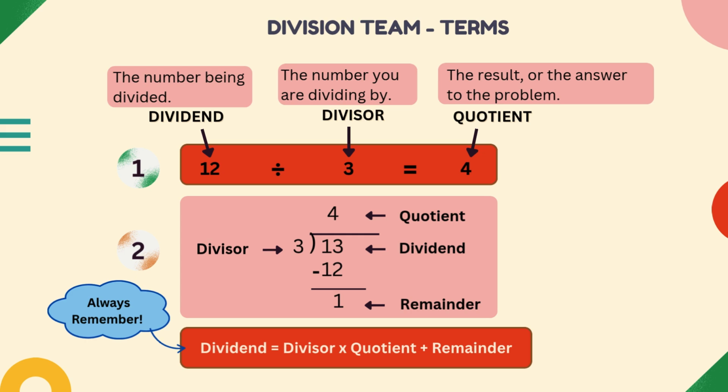Dividend is equal to divisor into quotient plus remainder. This rule helps us to check if our division is correct.